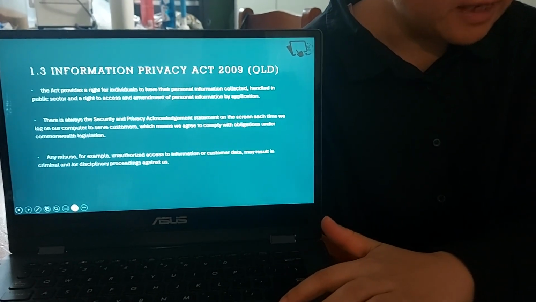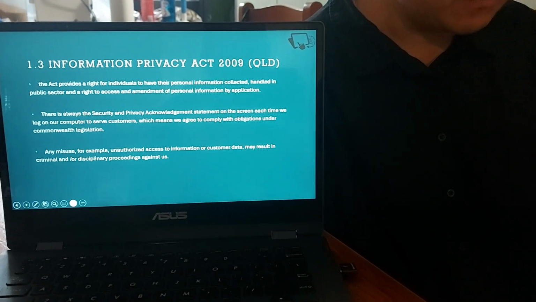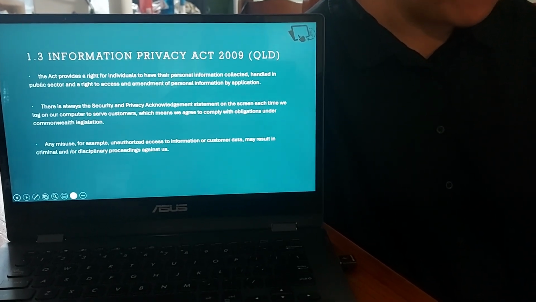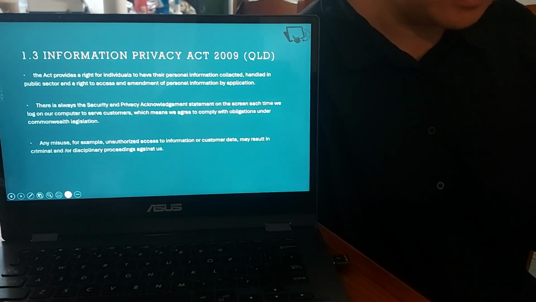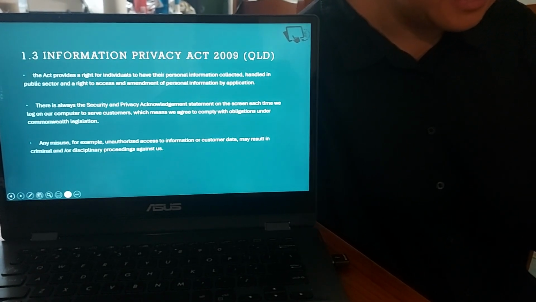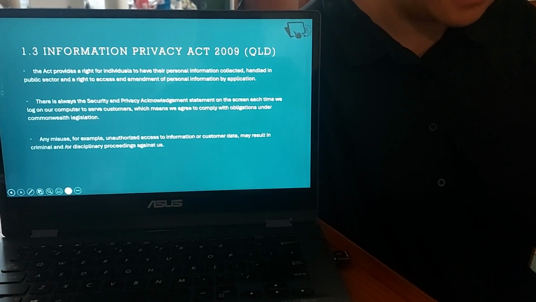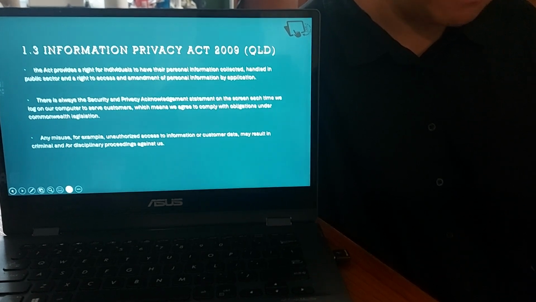Let's move to the next one, the Information Privacy Act 2009, Queensland. The Act provides a right for individuals to have their personal information collected and handled in the public sector, and a right to access and amend personal information by application.